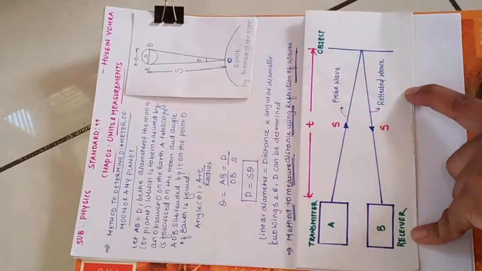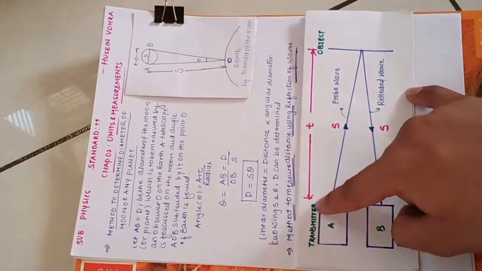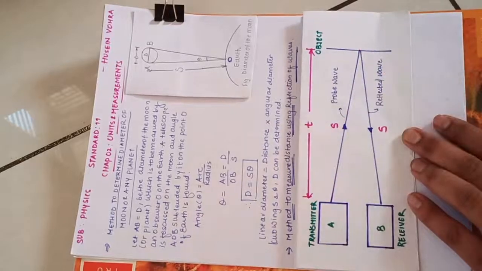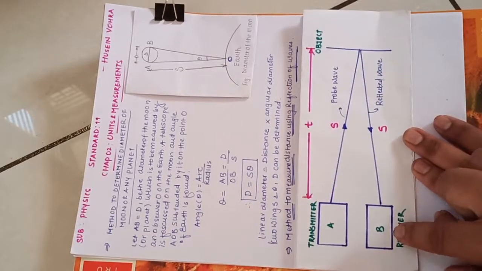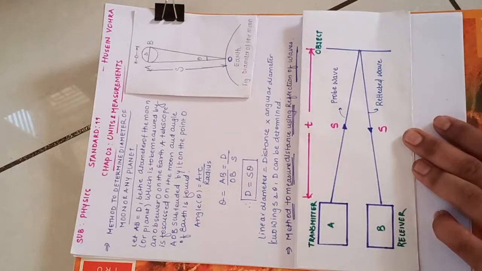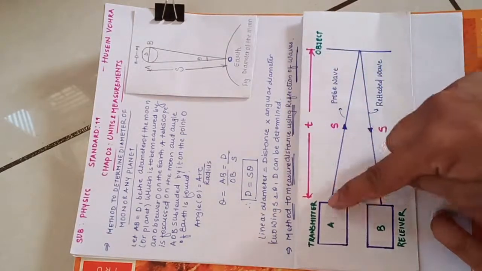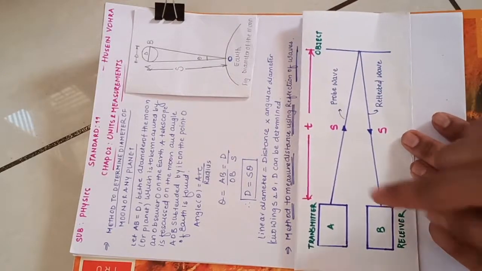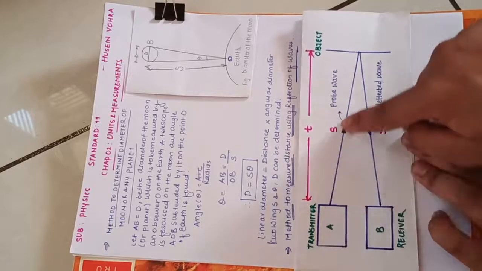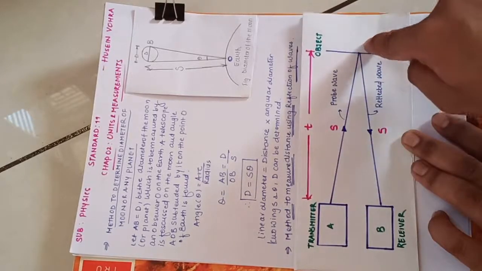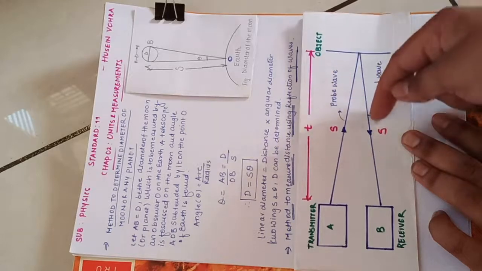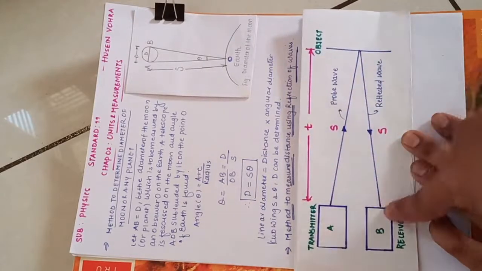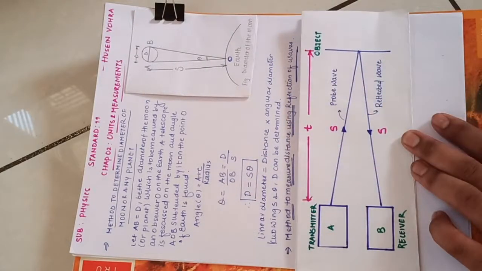Clear? There are two components: the transmitter, which sends the signal, or you can say which sends the wave, and the receiver, which receives the signal after it is projected and reflected back from the object. When this signal from the transmitter is sent to the object, it will strike the object and be reflected back, which will be received by the receiver. During this process of transmission and reception, some time will elapse.